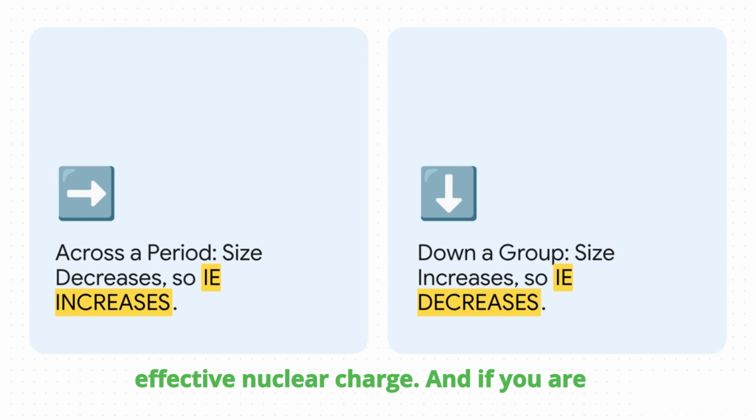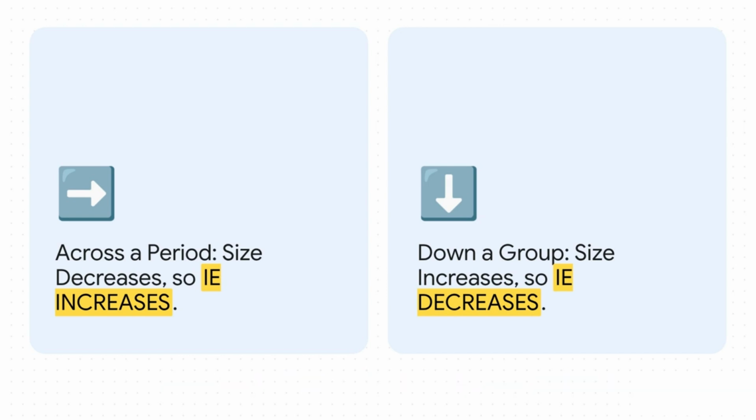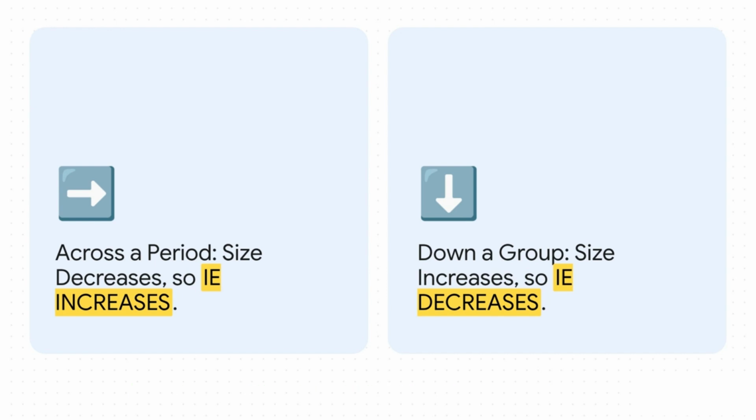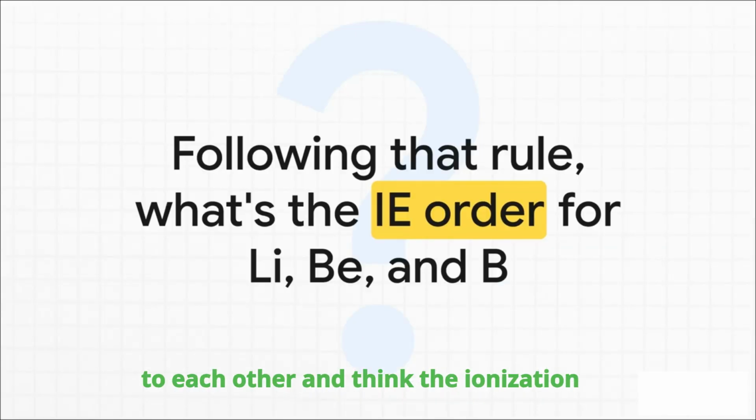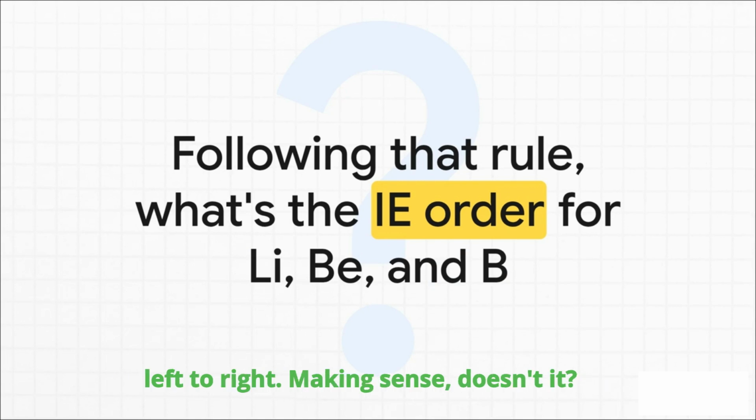nuclear charge. And if you're going down the group, the atoms are getting much bigger because those outer electrons are way out there, barely hanging on, which makes them easy to lose. So they become more and more metallic. So logically, you look at lithium, beryllium, and boron all right next to each other and think the ionization energy should just increase smoothly from left to right.